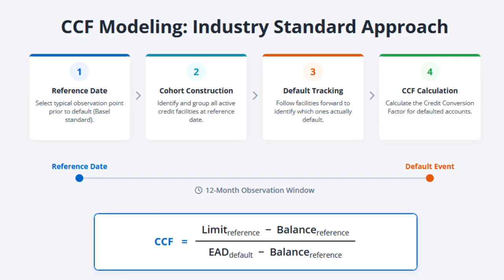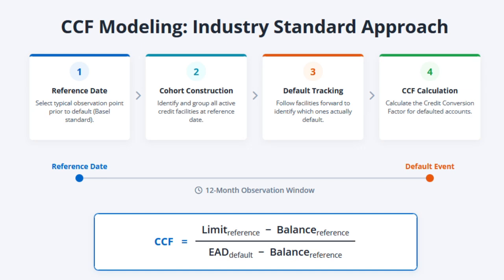Now let's talk about the CCF modeling, the industry standard approach. This approach, the industry one, uses the historical cohort analysis. For this, first is the reference date selection, typically 12 months before the default, Basel standard. Cohort construction, taking all the facilities active at the reference date. Default tracking, follow these facilities forward to identify which ones default.